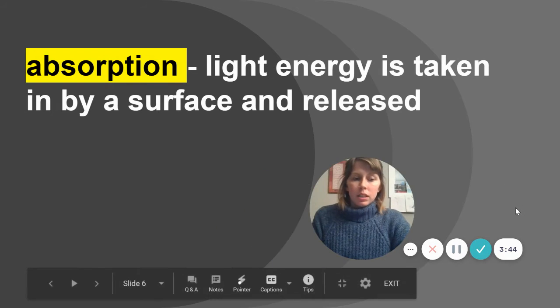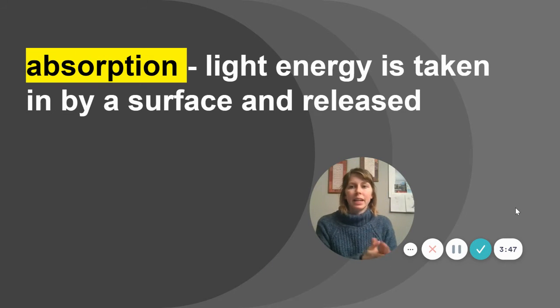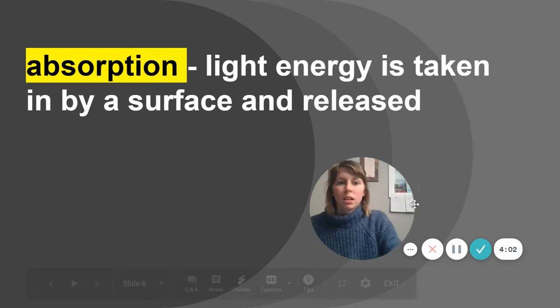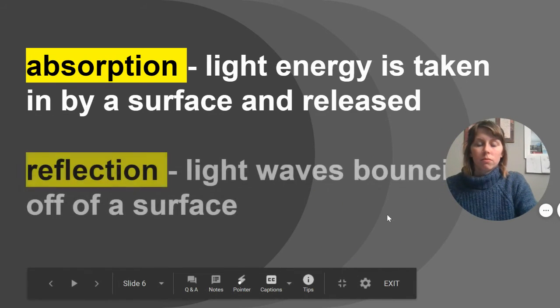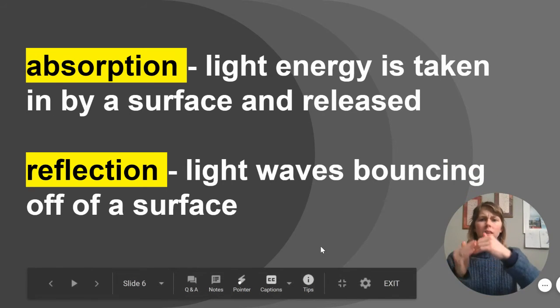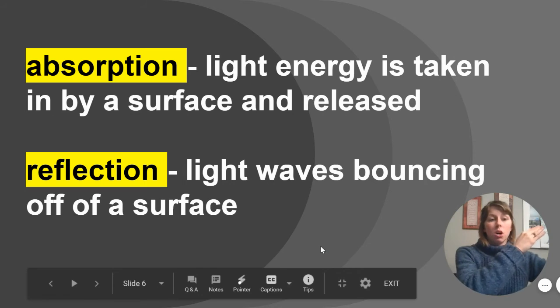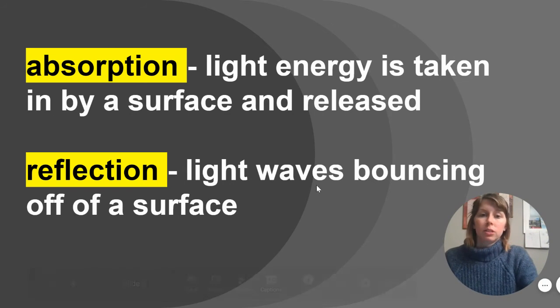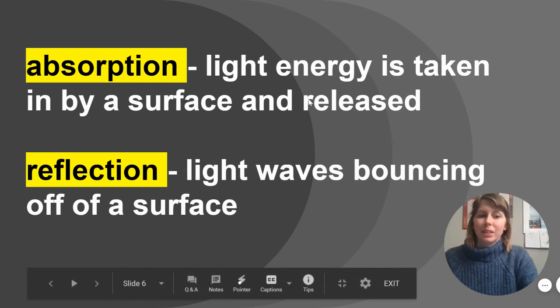Absorption is when light energy is taken in by a surface and not released. Please correct that, not released. I'm going to fix it on the slide. So light goes in, doesn't come back out. Then reflection is when light bounces off of a surface. Light is going to hit a surface and bounce off. That's what reflection is.